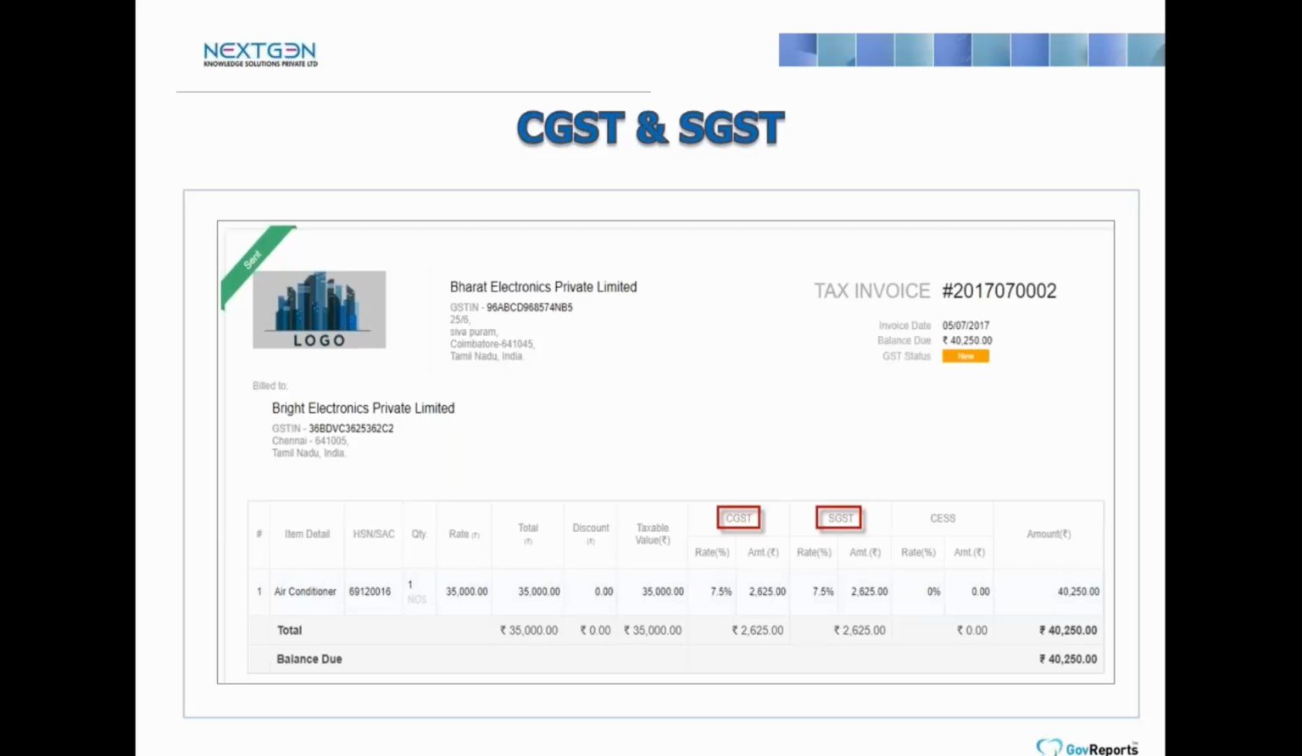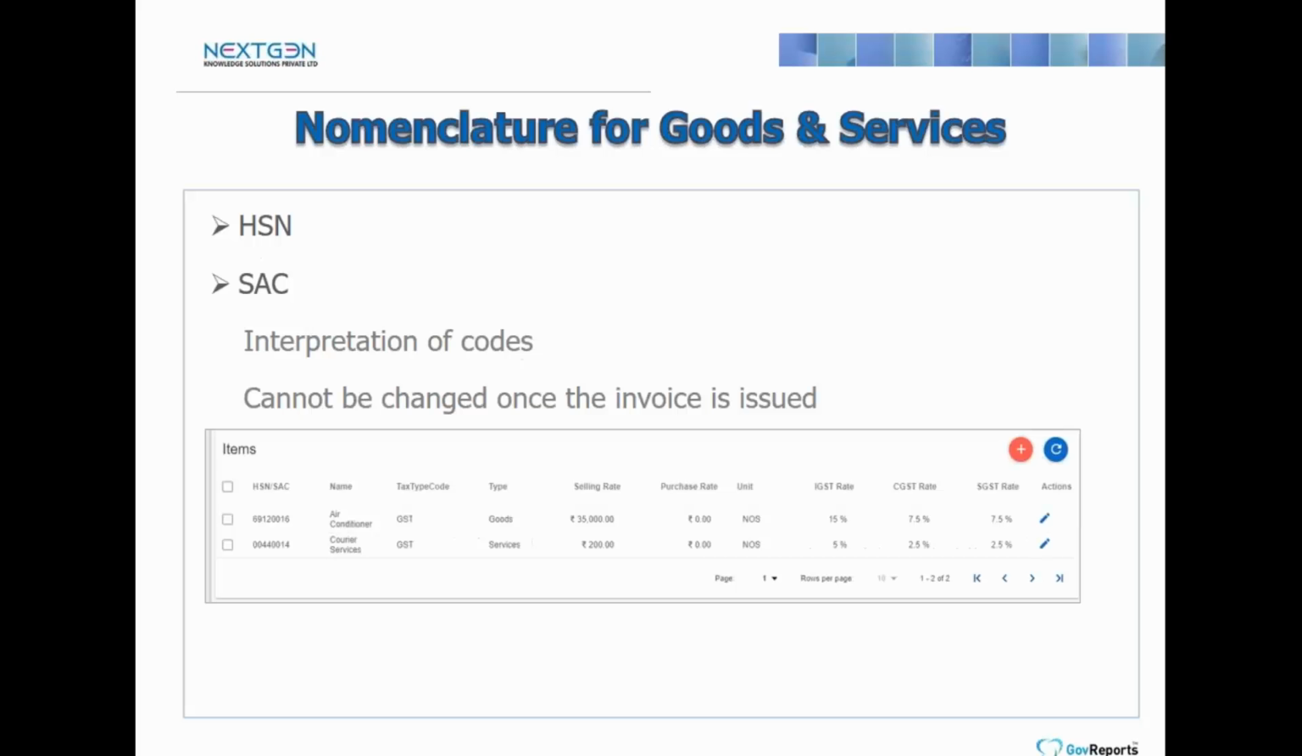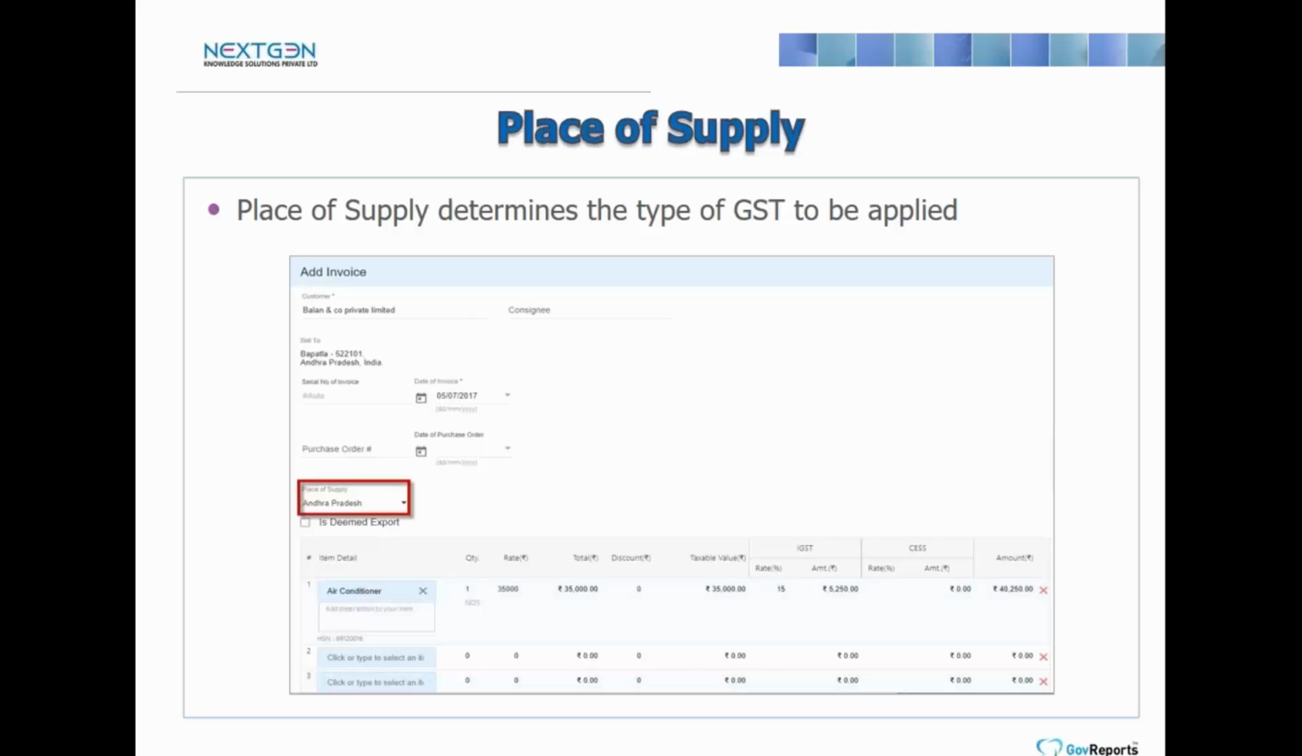And the CGST portion, which is Central GST, goes to the central government, and SGST, which means State GST, goes to the state government. Now the nomenclature of goods and services needs to be mentioned in the tax invoice. For example, in the given invoice, the line items should have the HSN code, or in case it is services, the SAC code should be attached to that line item.